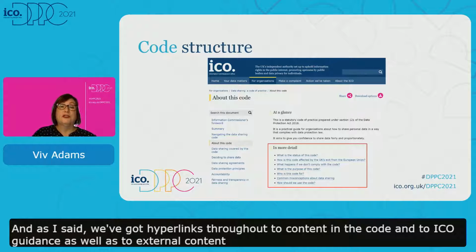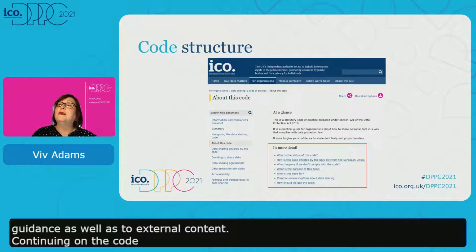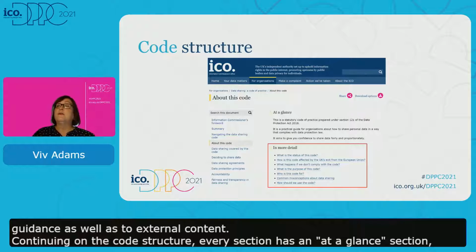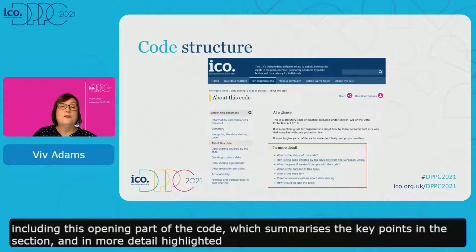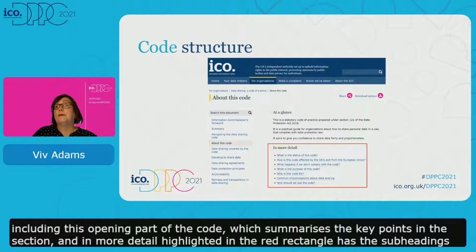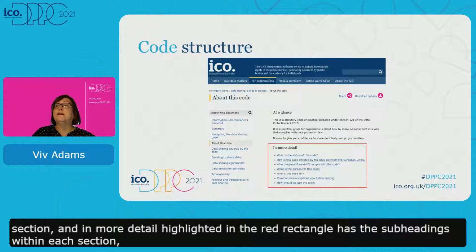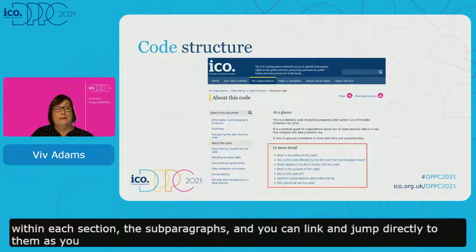Continuing on the code structure, every section has an at a glance section, including this opening part of the code, which summarises the key points in the section. And in more detail, highlighted in the red rectangle, it has the subheadings within each section, the sub paragraphs, and you can link and jump directly to those paragraphs of content as you want.